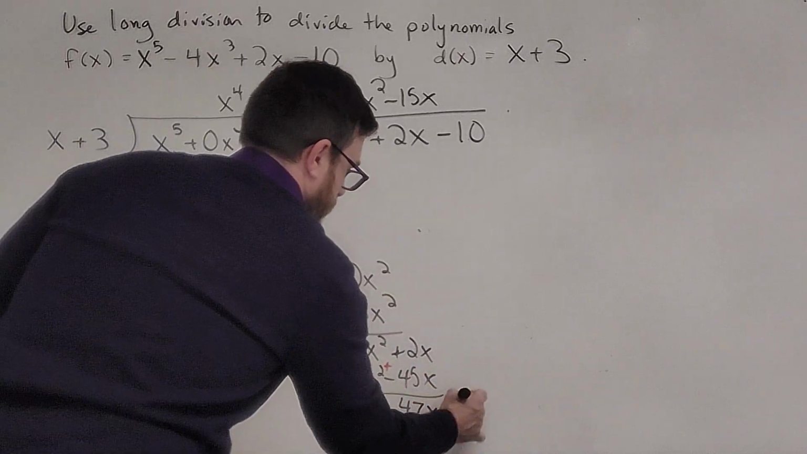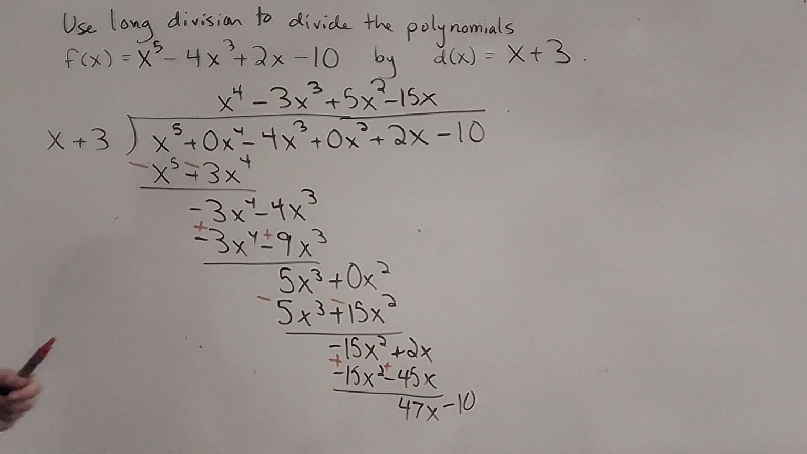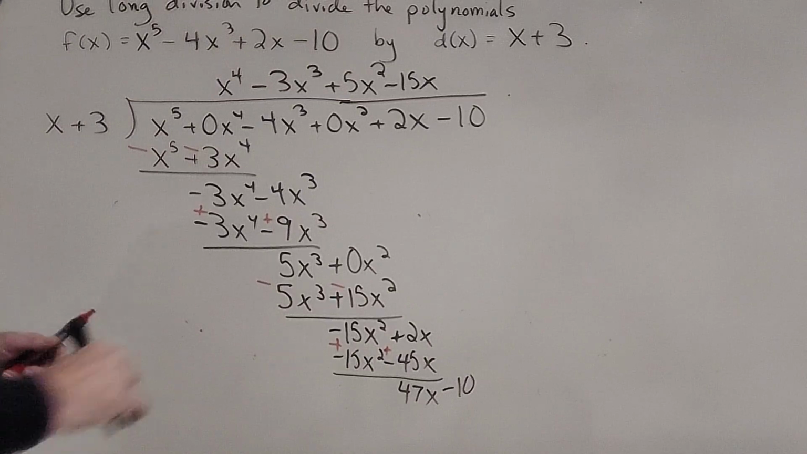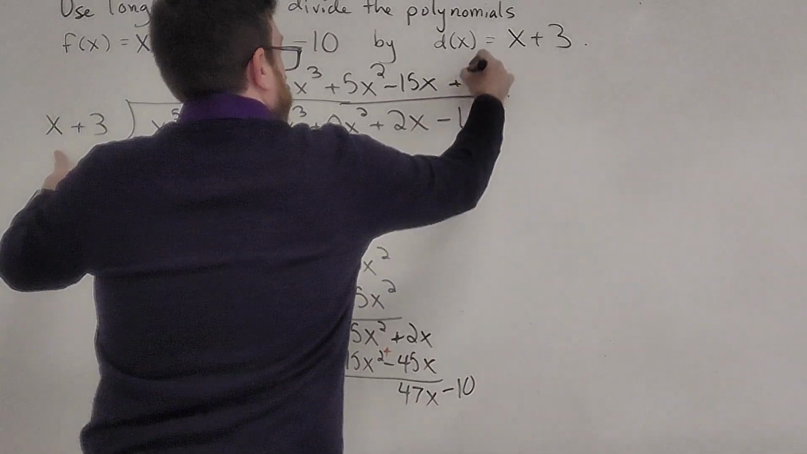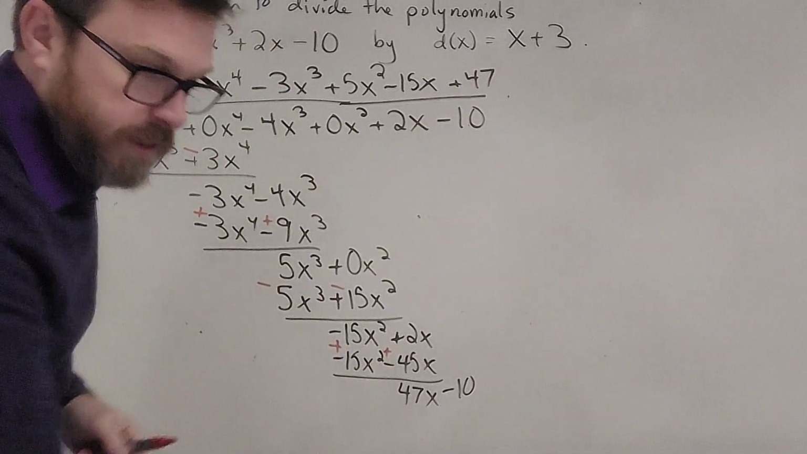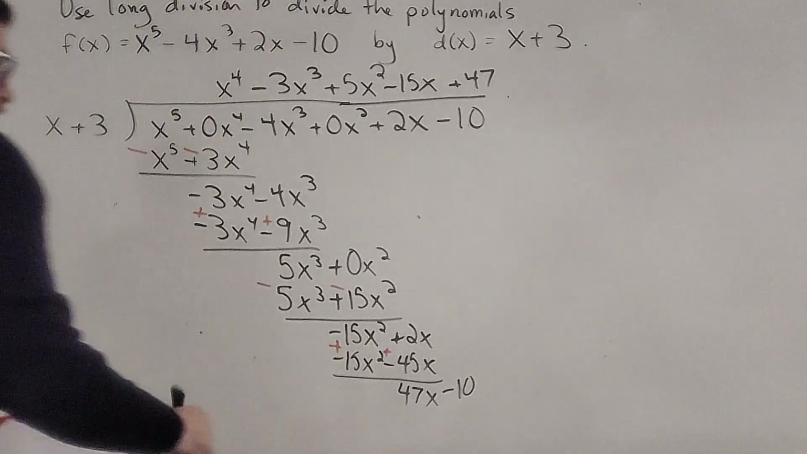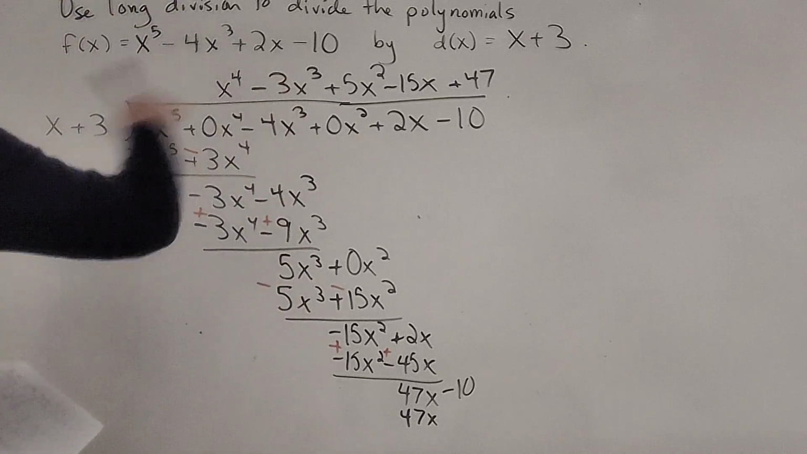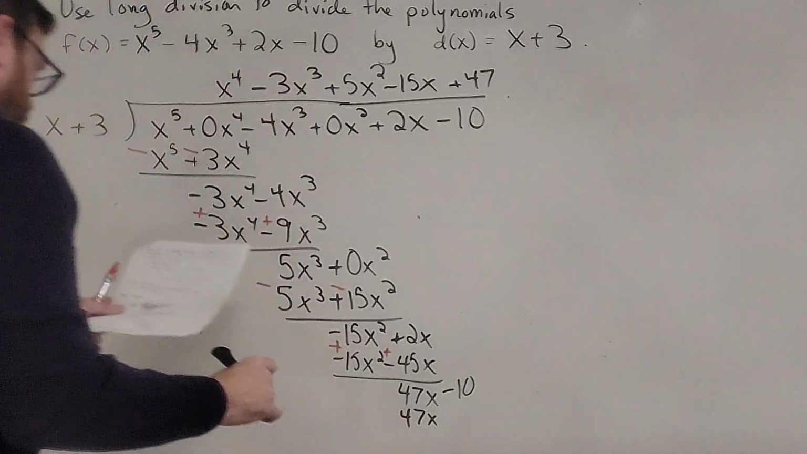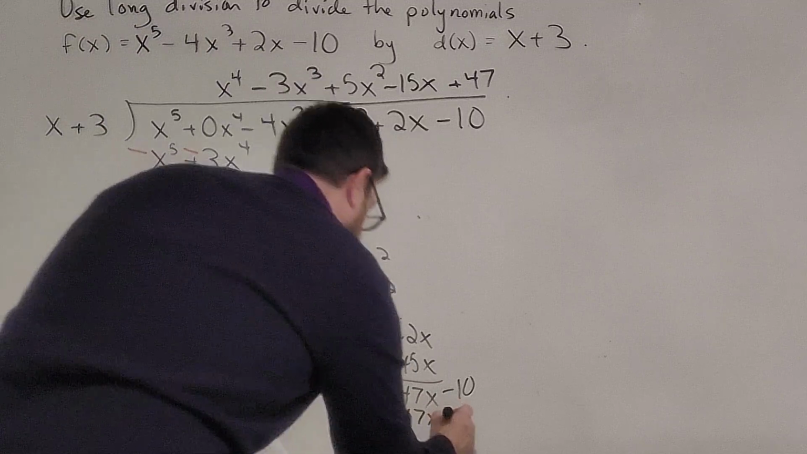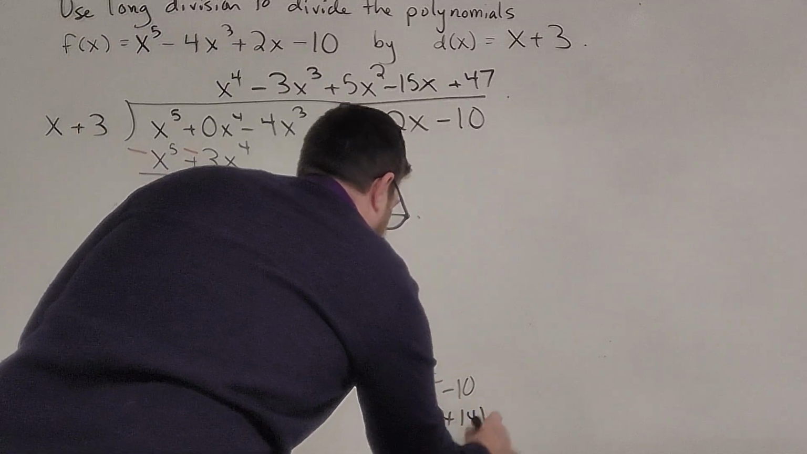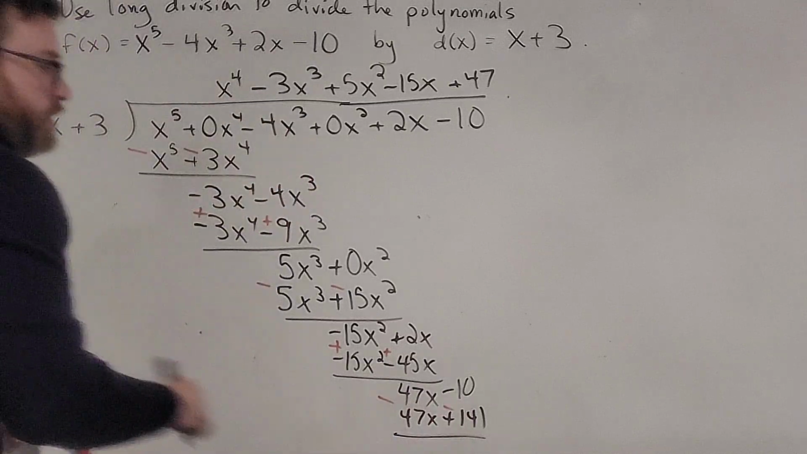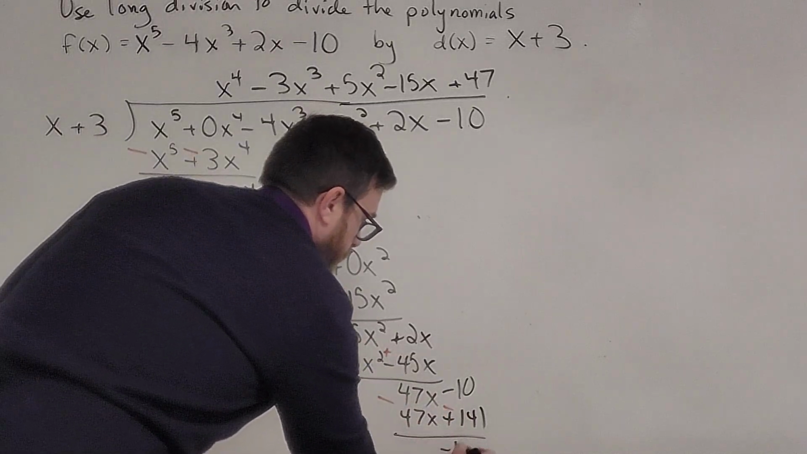So this is our last go of it. In order to get a 47x, I'm going to have to multiply by plus 47. So 47 times x is going to be 47x. And then 47 times 3 is going to be 141. But not forgetting that we are subtracting, so we are changing these signs. So the first cancels, and this is going to be minus 151.